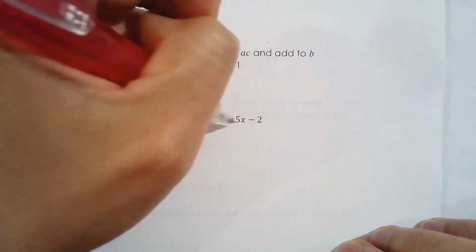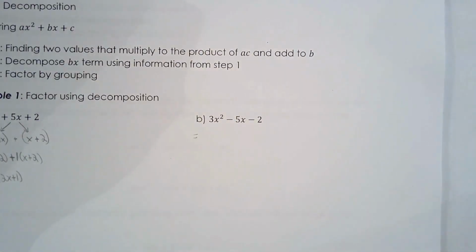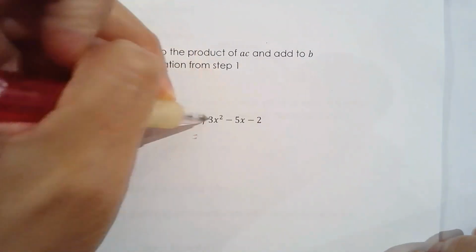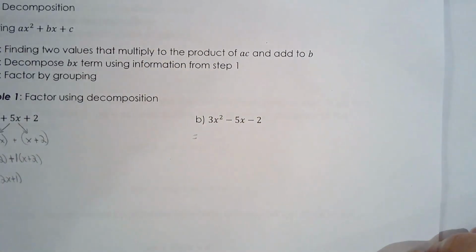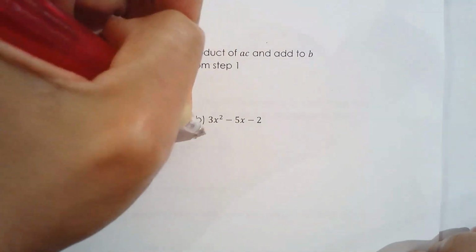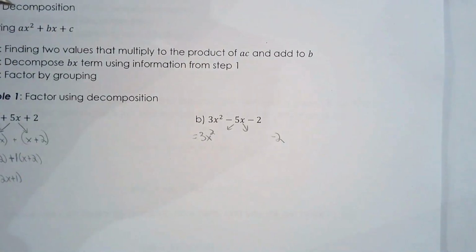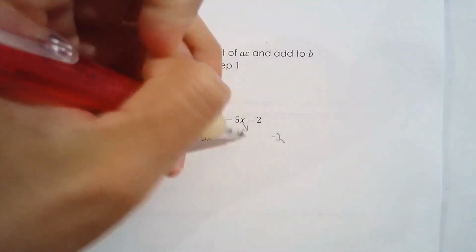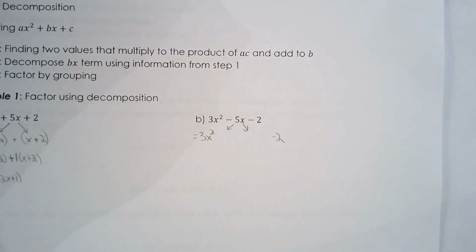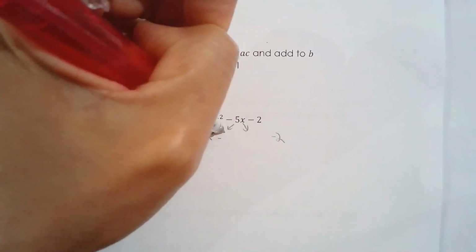Okay, so let's try to decompose this once again. What multiplies to negative 6, because AC, in this case, 3 times negative 2 is negative 6. What multiplies to negative 6 and adds to negative 5? Because once I find those two numbers, I'm going to decompose that middle term, and then I can factor by grouping. Okay, so once again, what multiplies to negative 6 and adds to negative 5? Oh yeah, negative 6 and 1. So negative 6x plus 1x.